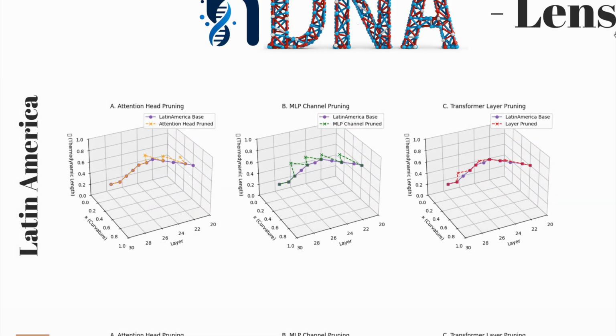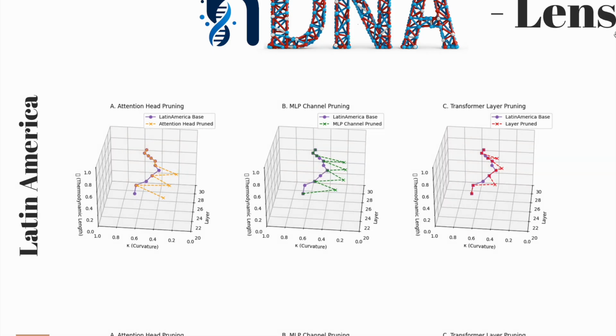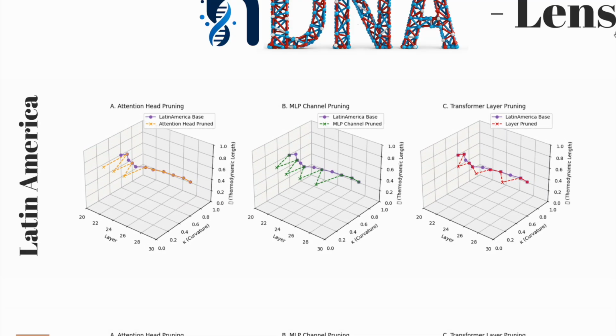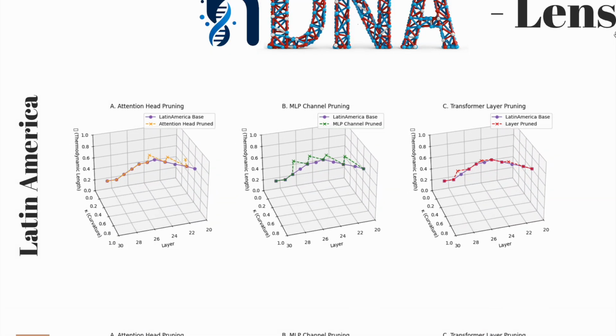Bottom line: attention head pruning injects oscillatory stitching, MLP channel pruning sands away nuance, and transformer layer pruning opens a structural gap. All three shorten the reasoning path, with a particularly sensitive band in layers 24 to 27 for this cultural variant.